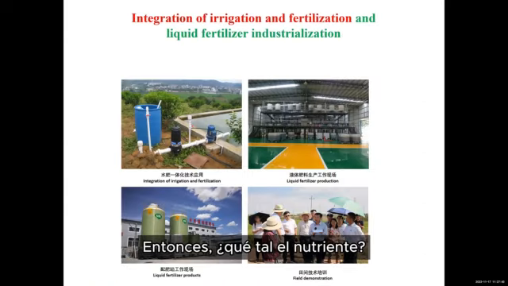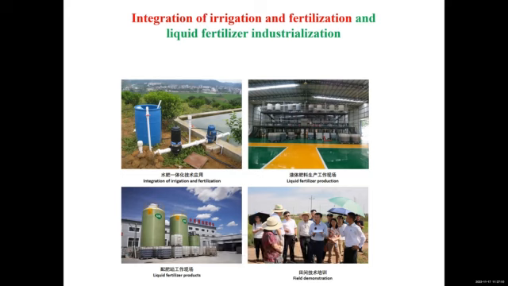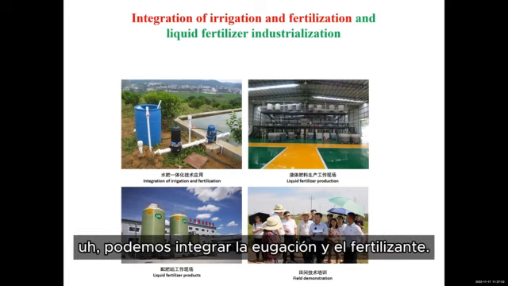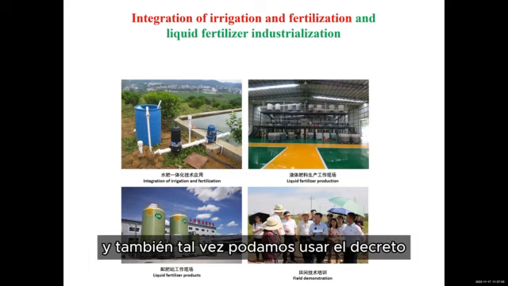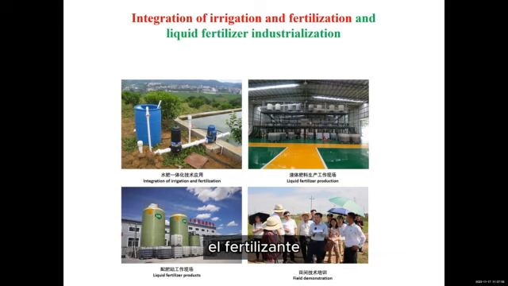So how about the nutrient management? We can integrate the irrigation and fertilizer, and also maybe we can use the liquid fertilizer to reduce the water, to reduce the fertilizer input, to increase the nutrient efficiency.